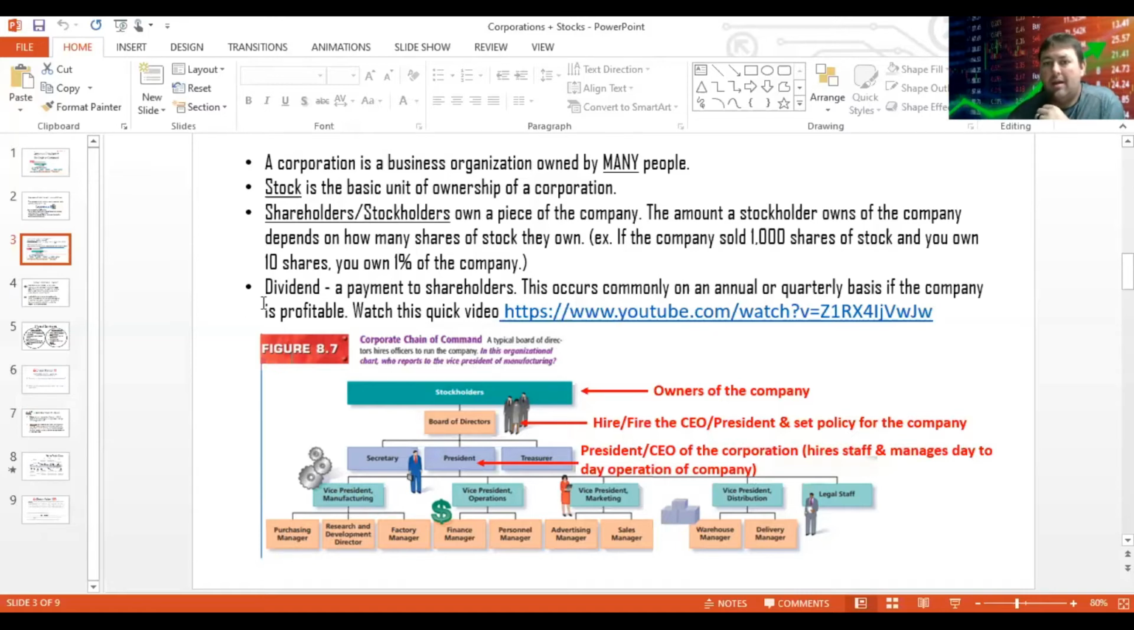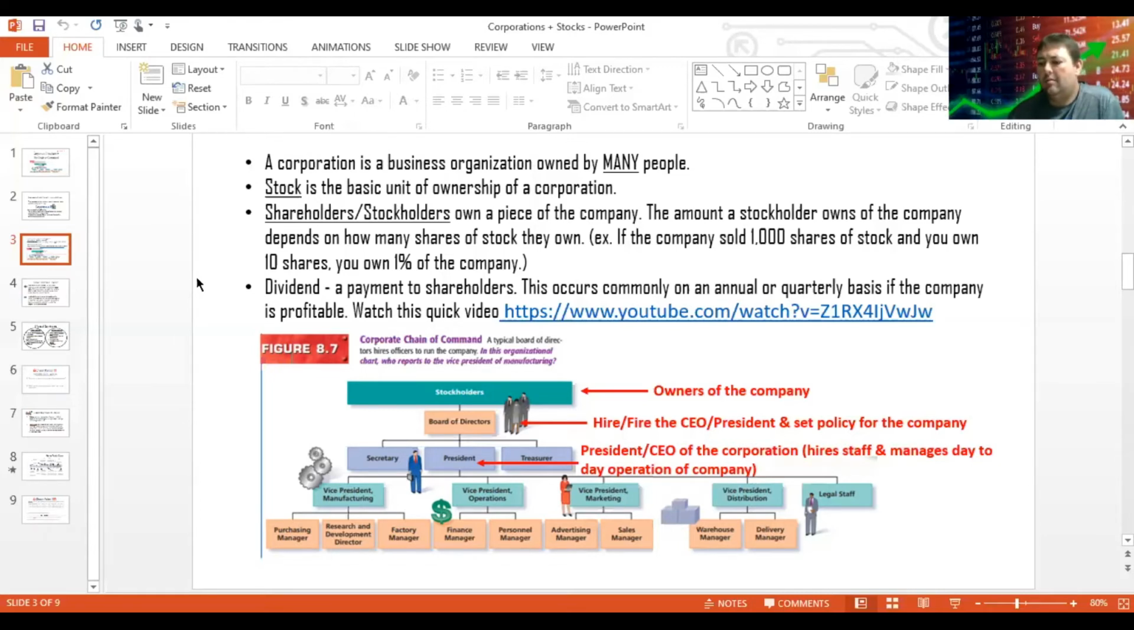Speaking of that payout, we call it a dividend. Every year when a company, and I keep saying every year, I need to stop saying that because businesses pay out at a different time. We'll talk more about that on another slide that I have. But just in general, we'll say a dividend is going to be a payout to the stockholders from the company.